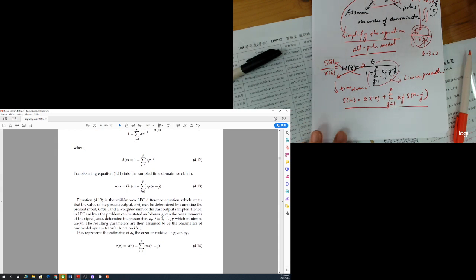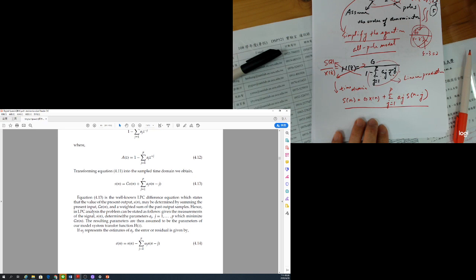So we assume here the well-known linear prediction difference equation for S of n. We are summing the present input data multiplied by a gain, and also a weighted sum of the past output samples. So this is more like a linear prediction, and then you have a coefficient a_j. That is your parameter.